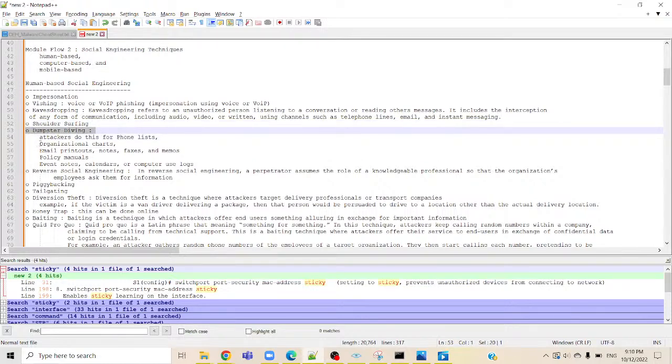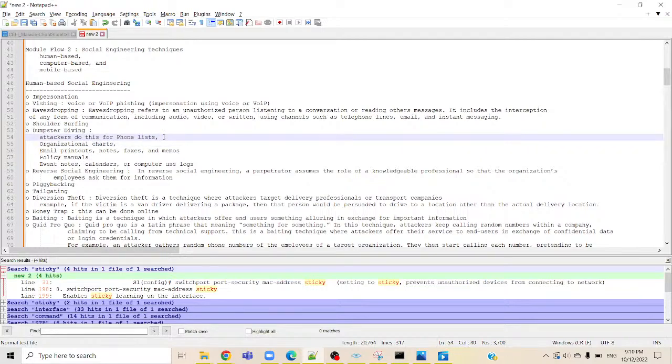this also we know, but I would like to give some examples of why the attacker does this. I was initially thinking dumpster diving is performed only to retrieve password information, but actually they do this for getting so many other pieces of information like telephone lists, organizational charts, email printouts, notes, faxes, and memos, policy manuals, event notes, calendars, or computer use logs.